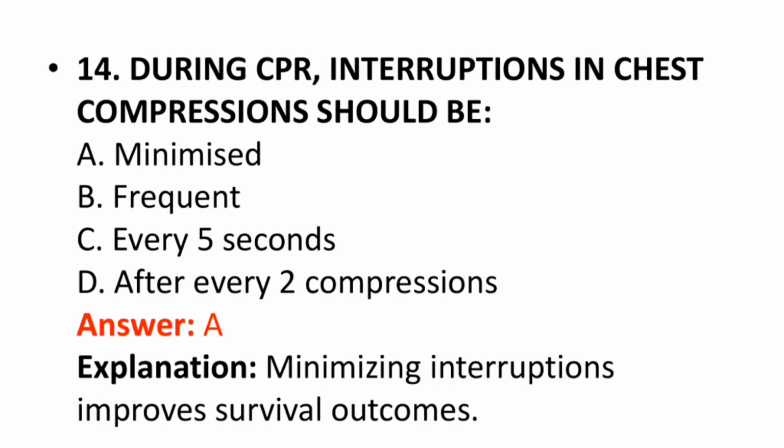During CPR, interruptions in chest compression should be: option A, minimized; option B, frequent; option C, every 5 seconds; option D, after every 2 compressions. The correct answer is option A, minimized. Minimizing interruptions improves survival outcomes. During CPR, interruptions in chest compressions should be minimized.